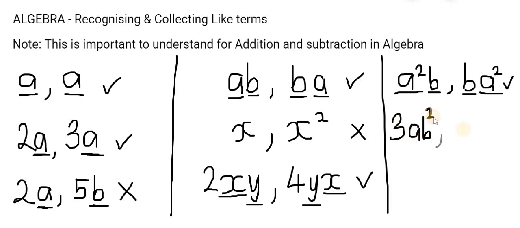Now if I said 3ab squared and 7a squared b, let's begin to compare. The a here has no power showing. The a with the 7 has a power of 2 showing. So with that, they're definitely not like terms. And then the b here has a power of 2. The b there has a power of 1. That's the power that doesn't show. So they're definitely not like terms. Okay? So the key to recognizing and collecting like terms is all about comparing the end letters. If they're exactly the same, they're like terms.